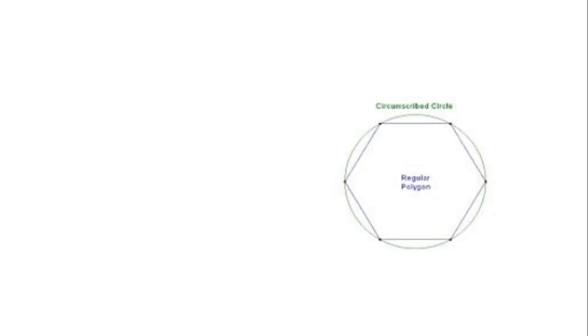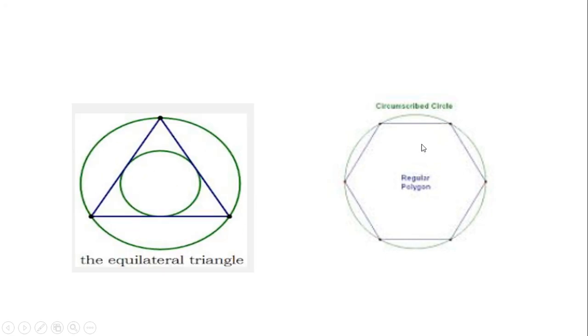Now for any regular polygon that we're going to look at, this being our 6-sided polygon, otherwise known as a hexagon, there is a circle that can be circumscribed about it. In other words, this circle contains all the vertex points of the polygon. Each one of these points where the sides meet, where the angles are formed, is a point on the circle.